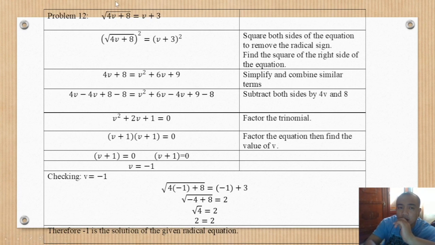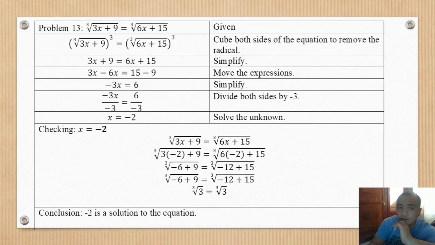So, let us check. Substitute b by negative 1. Negative 4 plus 8 is 4. Square root of 4 is 2. Negative 1 plus 3 is 2. 2 equals 2. Therefore, negative 1 is the solution to the given radical equation.